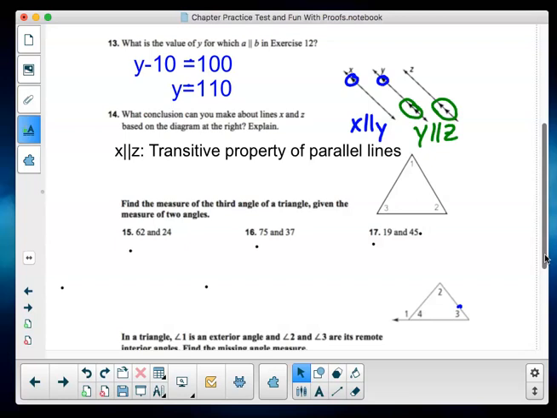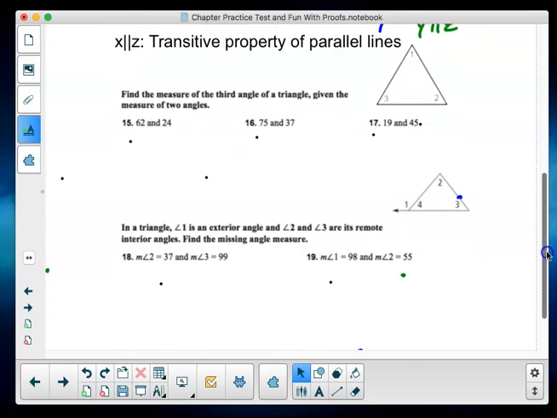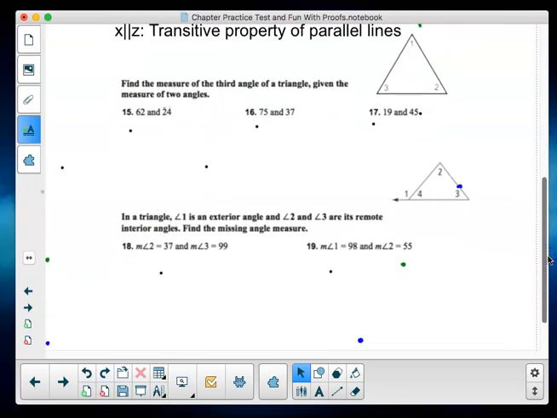In 15, I'm dealing with the triangle angle sum theorem. The 3 interior angles of a triangle add up to 180 degrees.